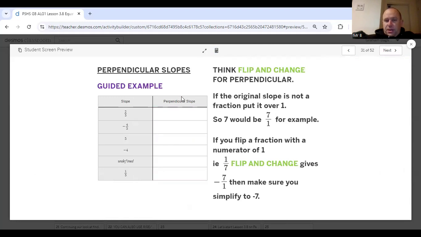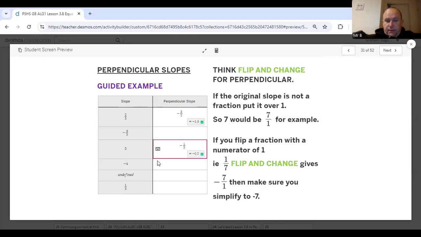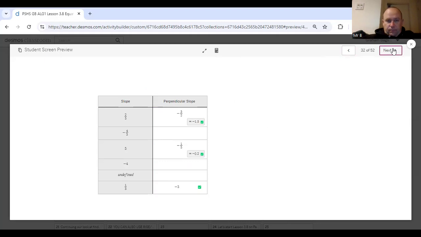And then there's some questions where you can practice here just to make sure you understand. So 2 over 3, flip it, 3 over 2, change the sign, -3 over 2. This one caused a bit of a problem because there's no fraction. So 5 is 5 over 1, flip it, 1 over 5, change the sign, -1 over 5. And the last one, 1 over 3, flip it, 3 over 1, change the sign, so it's -3 over 1. Once again, make sure you simplify that fraction. It might accept -3 over 1 here, but really you should just be putting -3, and you can still see that it accepts that answer as well. And you can try the other ones as well.